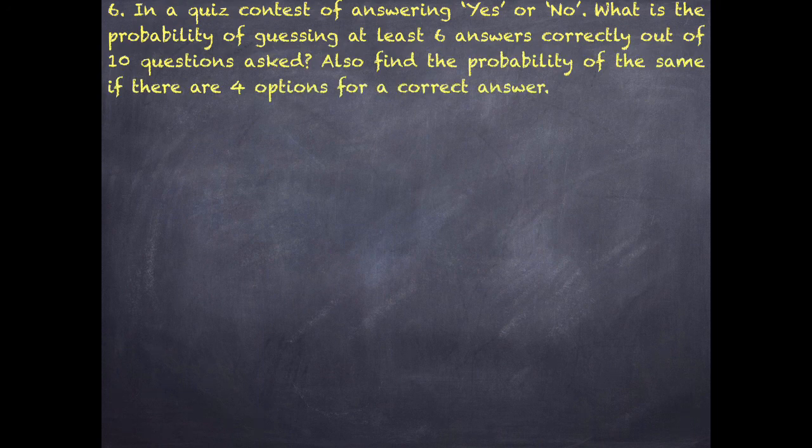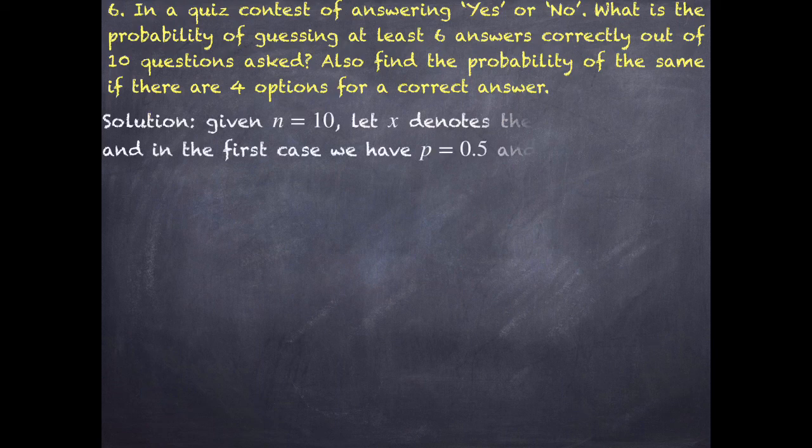In a quiz contest of answering yes or no, what is the probability of guessing at least 6 answers correctly out of 10 questions asked? Also find the probability of the same if there are 4 options for a correct answer. So we'll discuss the first case here. There are a total of 10 questions, and here x denotes the number of correctly answered questions.